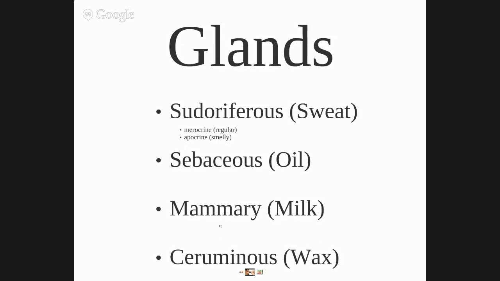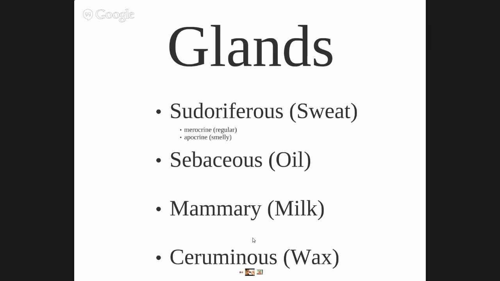But they are associated with the skin. So I want to mention a couple of others, but they obviously are very specific glands, have very specific locations. Mammary glands produce milk. Ceruminous glands produce wax. Mammary glands are, of course, going to be associated with breast tissue, and ceruminous glands are found lining the ear canal. But they're still glands in the skin.